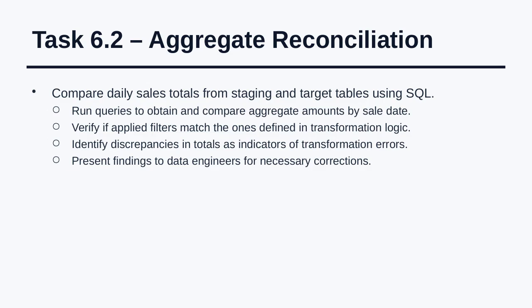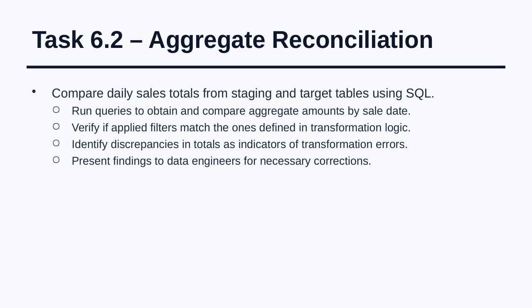Next, we focus on aggregate reconciliation, which means comparing the total sales amounts recorded each day in both the staging and target tables using SQL queries. This helps us ensure that the sums match after the data has been transformed and loaded. It's important to run queries that group sales by date and then compare those totals side by side to catch any differences. We also need to double-check that the filters applied in these queries align exactly with the transformation logic used during processing, because any mismatch there could cause discrepancies.